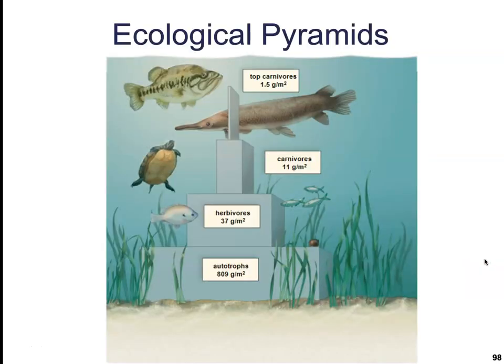The last thing I want to mention is ecological pyramids. What we'd like to mention here is that only about 10% of the energy of one trophic level is actually going to be available to the next trophic level. This explains why there are so very few top carnivores in a given environment.